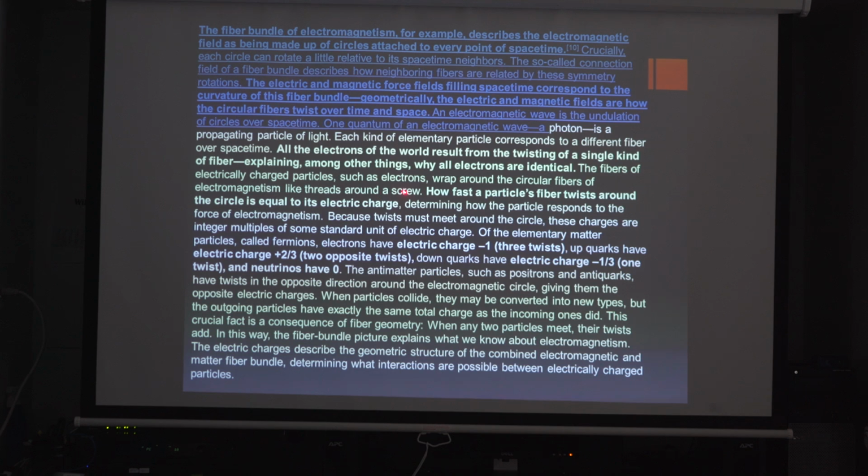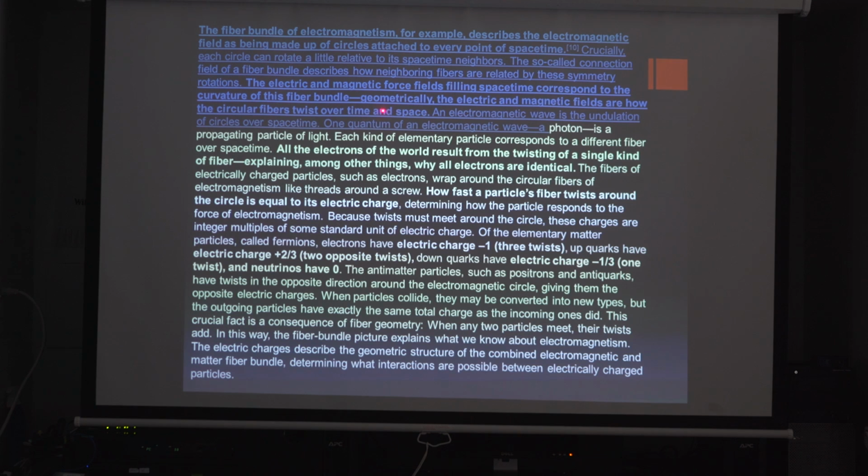Okay, so maybe I should talk from the beginning. The fiber bundle of electromagnetism, for example, describes the electromagnetic field as being made up of circles attached to every point of space-time. Crucially, each circle can rotate a little relative to its space-time neighbors. The so-called connection field of a fiber bundle describes how neighboring fibers are related by these symmetry rotations. The electric and magnetic force field filling space-time corresponds to the curvature of the fiber bundle geometrically. So the electric and magnetic fields are how the circular fibers twist over time and space.